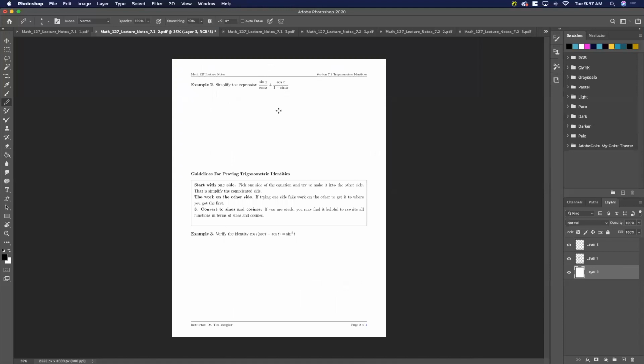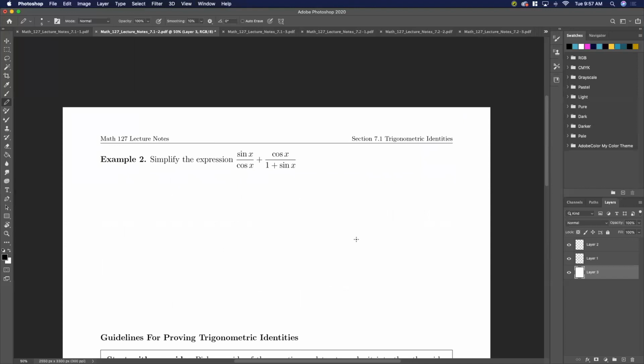All right, so let's simplify another expression. Let's give you another example. Here everything's in sines and cosines, right? So we have sine of x over cosine of x plus cosine of x over 1 plus sine of x. The first thing we probably want to do is put them together and make it a single fraction. So let's do that.